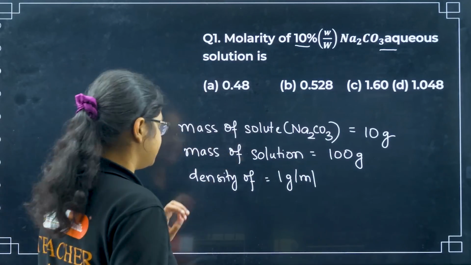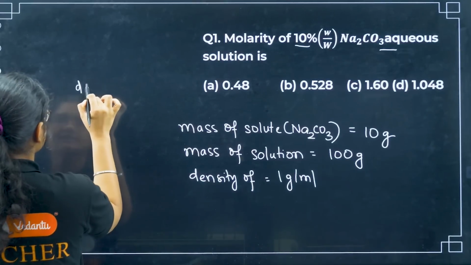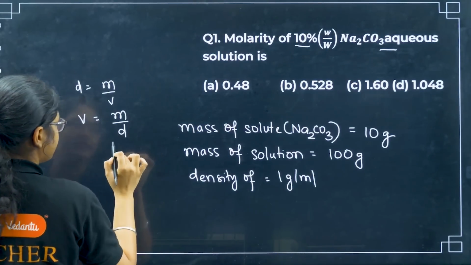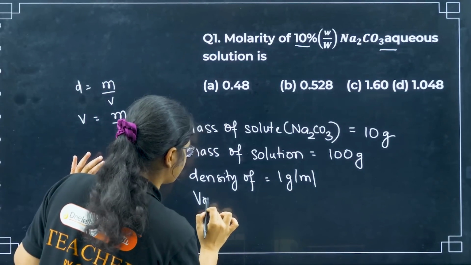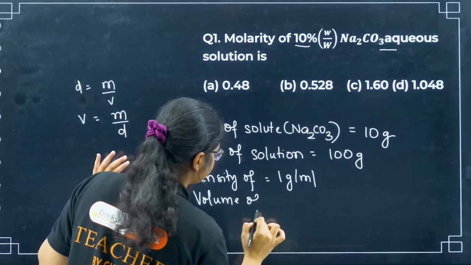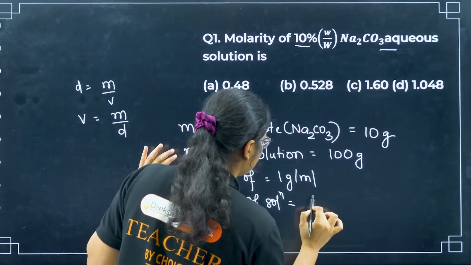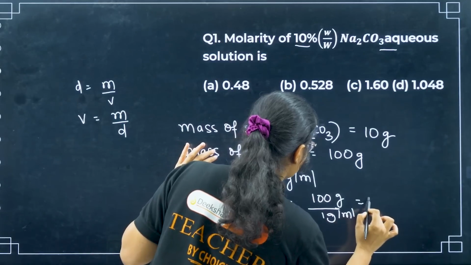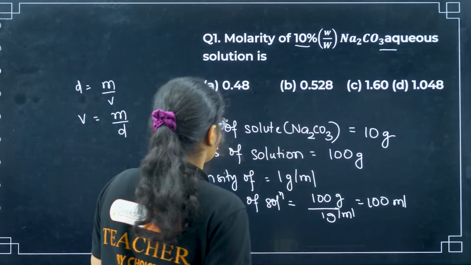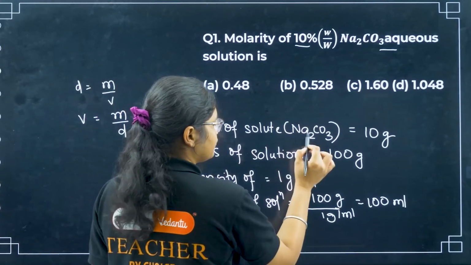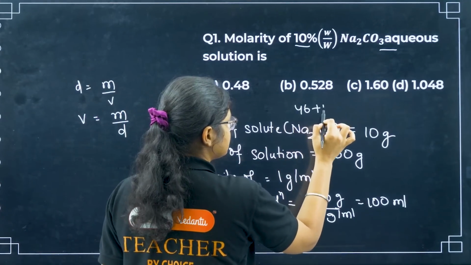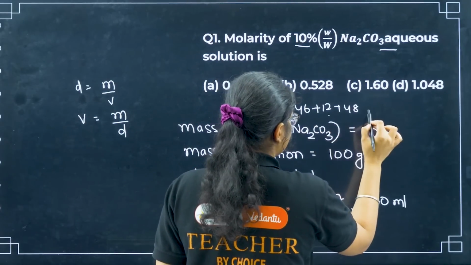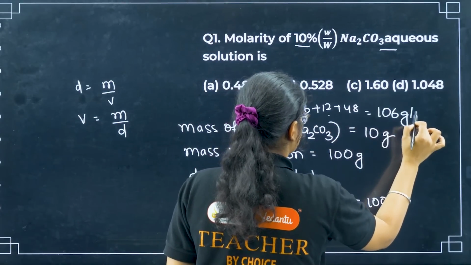Density is equal to mass by volume, so volume is equal to mass by density. The volume of the solution will be 100 gram by 1 gram per ml, which is 100 ml. Now what is the molar mass of Na2CO3? 23 into 2 is 46, 46 plus 12 plus 48, so it will be 106 gram per mole.